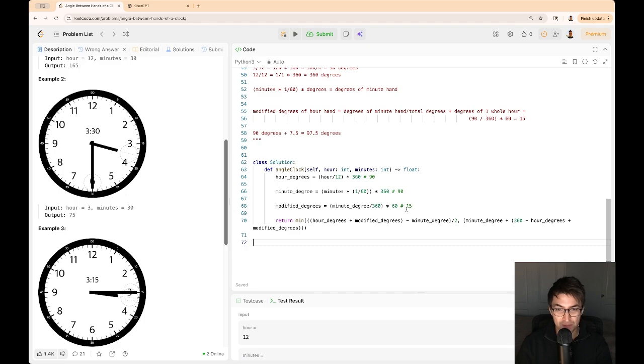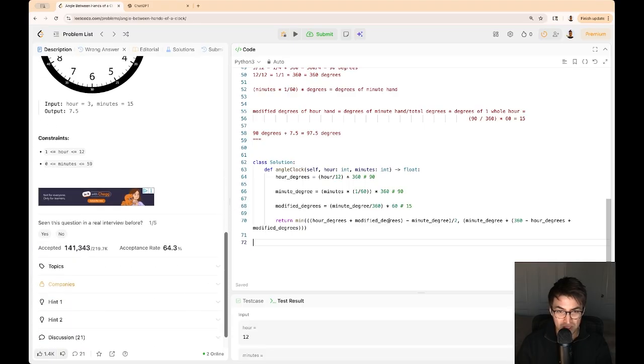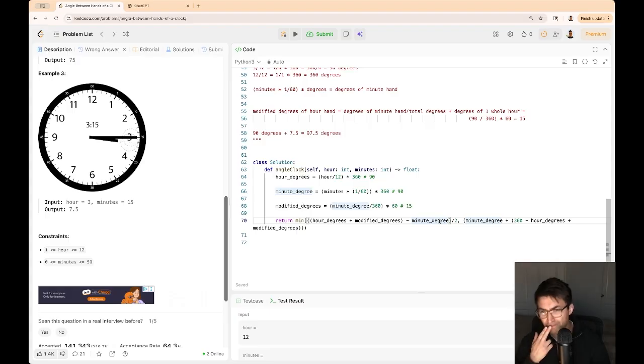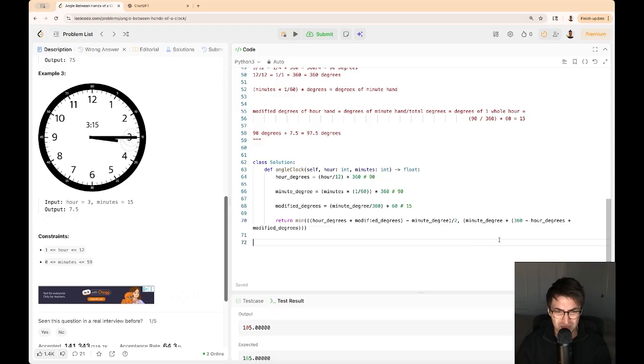The hours degree, okay, 90 plus 15 is 105 minus the minute degree, so that's 15 divided by 2, for some reason divided by 2, 7.5, and then 90 plus 360 minus 90 is 270 plus 15, 285, and that is 285. That's not right. I should just take this and then take the opposite of that by saying 360 minus whatever that is.